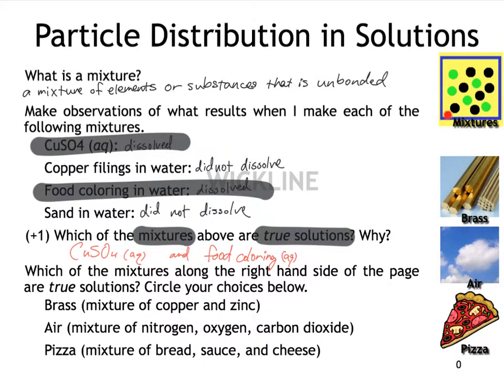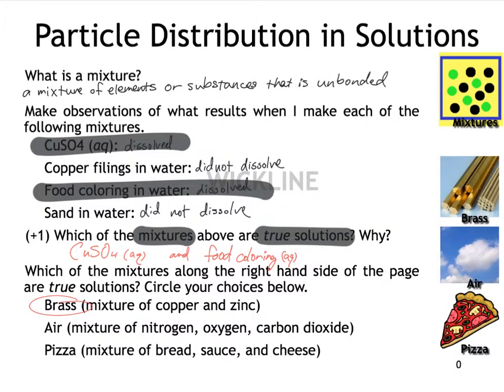So this one right here, it would be impossible to tell if it's a true solution because this is a particle diagram and it's too close up to tell if they're just mixed or if it's dissolved. However, when you look at brass, which is a mixture of copper and zinc, you can tell that it has a really uniform mixture, so we're going to say that this is a solution.